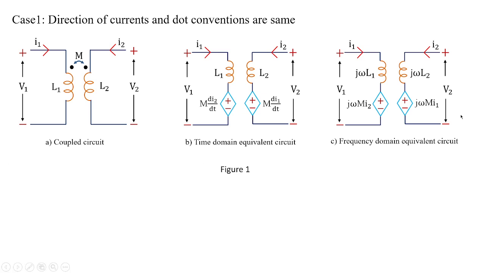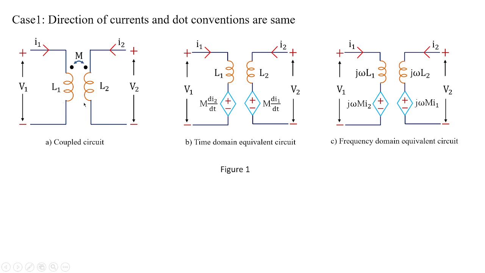It is the same with the secondary circuit. You have the self value as j omega L2, whereas the mutual value is j omega M I1. So this is how we frame the frequency domain circuit from the time domain circuit, and the time domain circuit is derived as an equivalent for the coupled circuit shown in figure 1A.